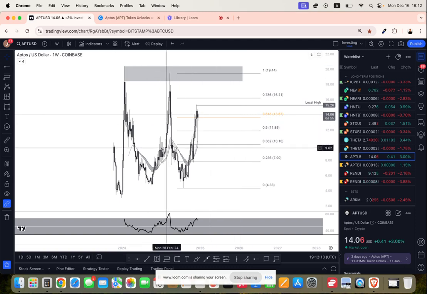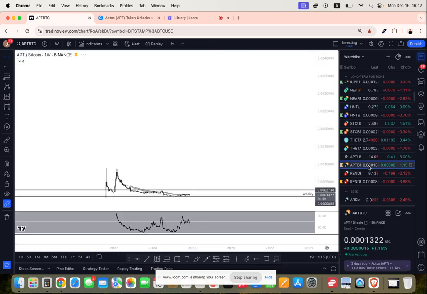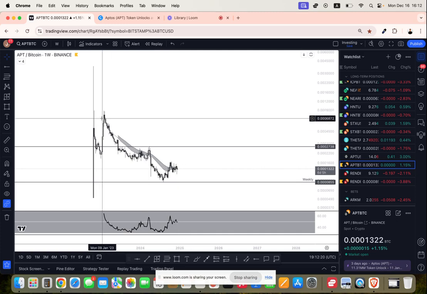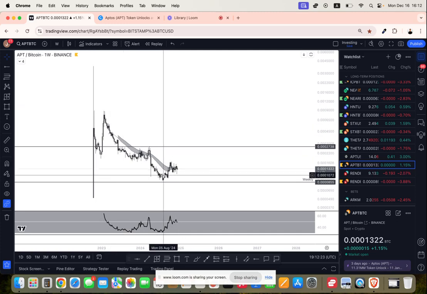So to do this, I go on the Bitcoin pair, right? And here, this looks a little bit different. And to me, this is what I love to see in a crypto altcoin, right?